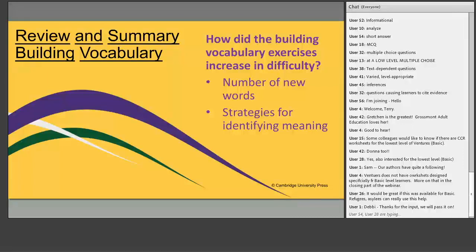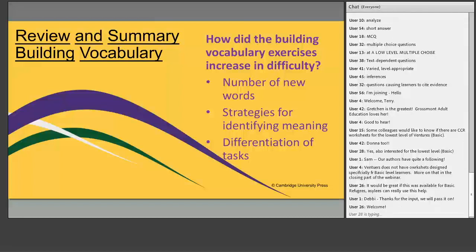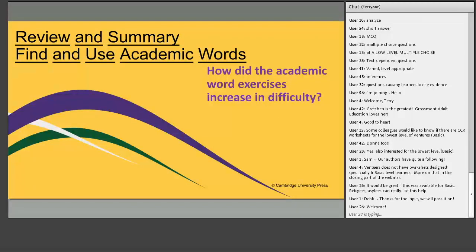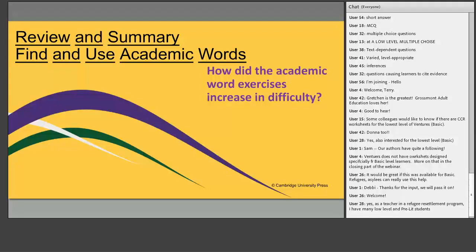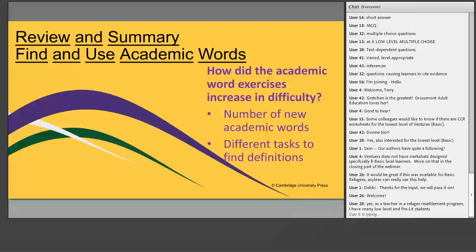If you remember, the low beginning exercises have learners match words with visuals, while high beginning exercises have learners use context clues to identify meanings. And finally, there's a differentiation of tasks. For example, tasks requiring increasing analysis of word forms, such as root words, suffixes, and transition words. Next, how did the activity with words from the academic word list increase in difficulty from level to level? The number of new academic words increases as learners move to higher levels, and there are progressively more difficult tasks related to finding definitions.